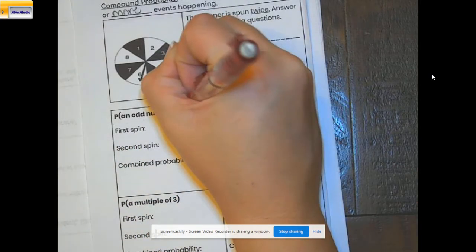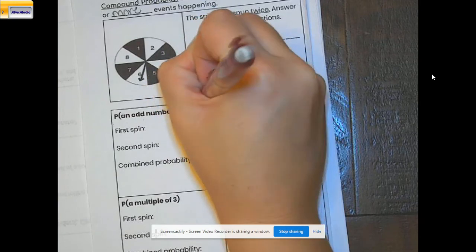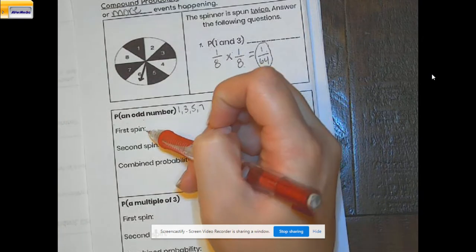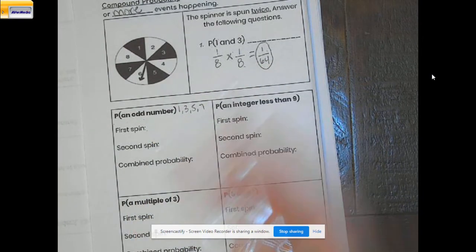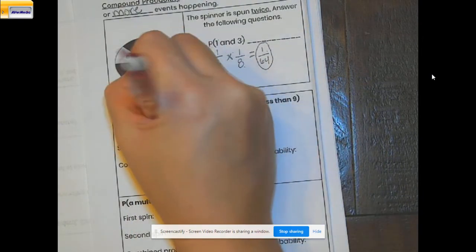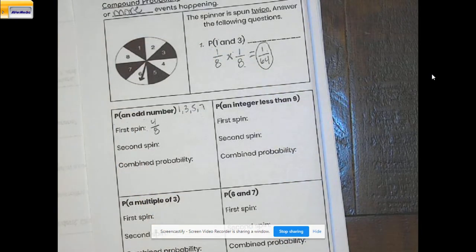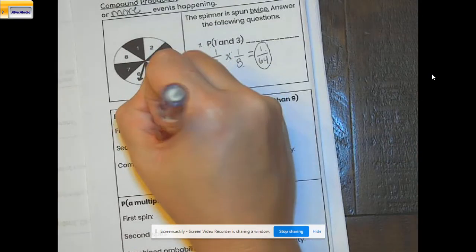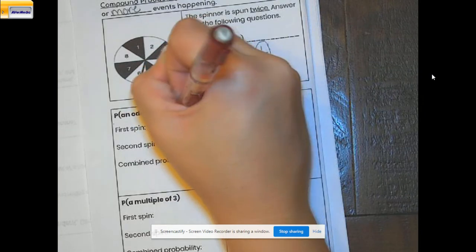The next one says a probability of an odd number. Well, odd numbers are numbers like 1, 3, 5, and 7. So on my first spin, I want any of those numbers. Well, that's 4 numbers out of the 8 sections. On my second spin, I want any of those 4 numbers as well. Nothing has changed, so I still have 4 out of the 8 sections. Now, it will make your life easier if you simplify this to 1/2.